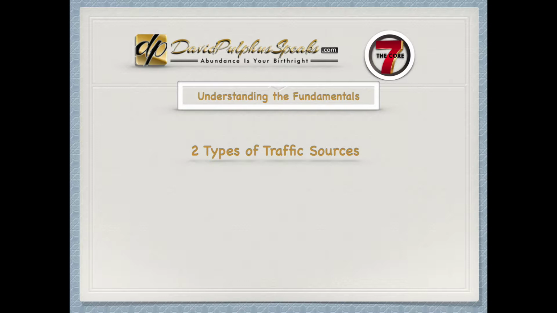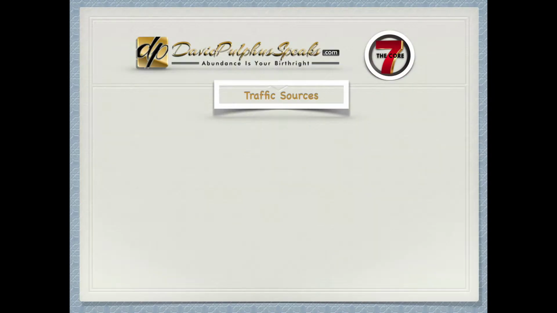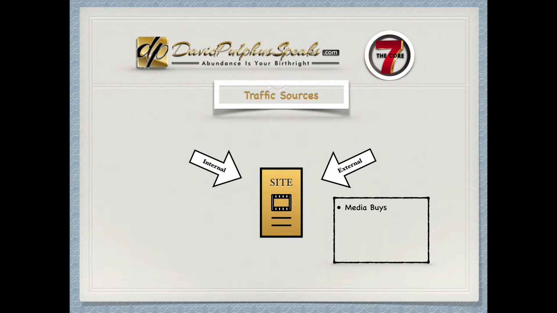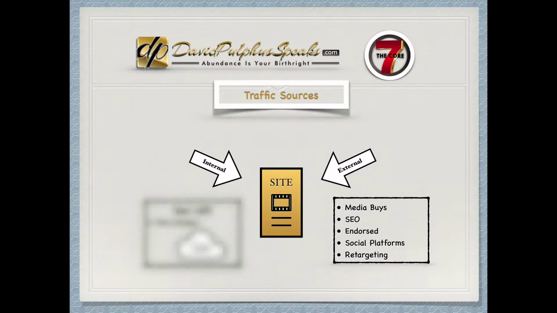There's basically two types of traffic sources, and we're going to deal with the game of traffic. Okay, so let's make this happen. So this is your site, and on one side you have external traffic. On the other side you have internal traffic. Now your external traffic deals with media buys, SEO, endorsements, social platforms, and retargeting. We're going to break these down in a little more detail later, but I just wanted to give you an overall view of it.